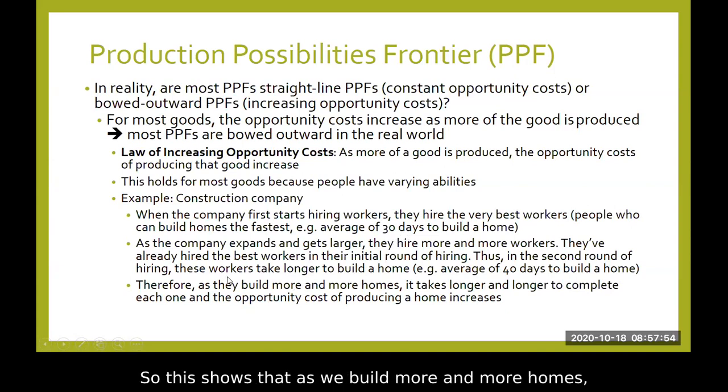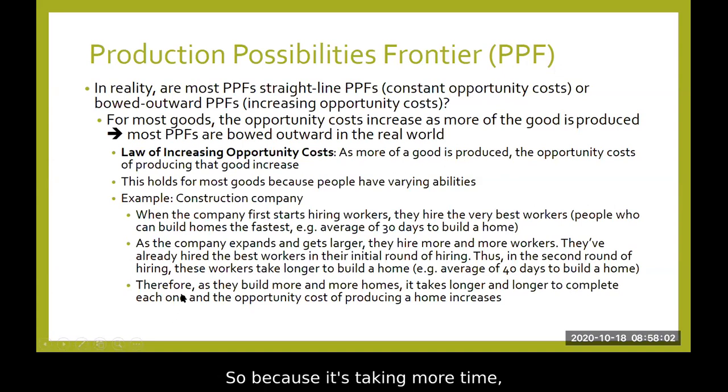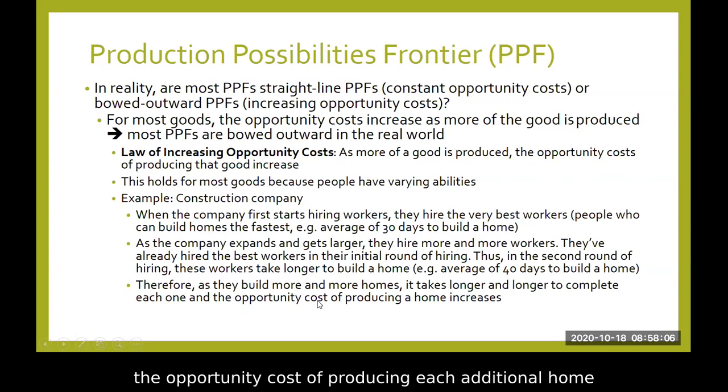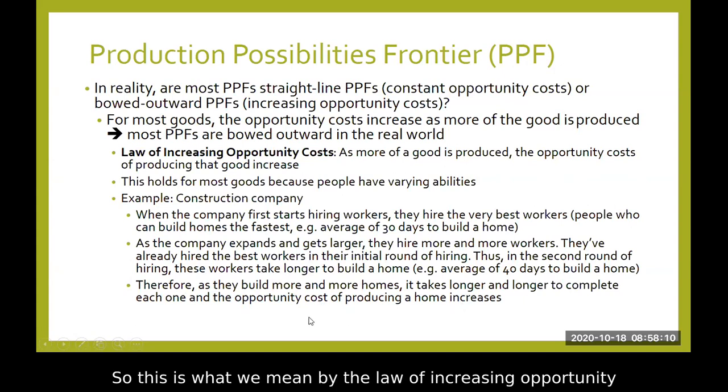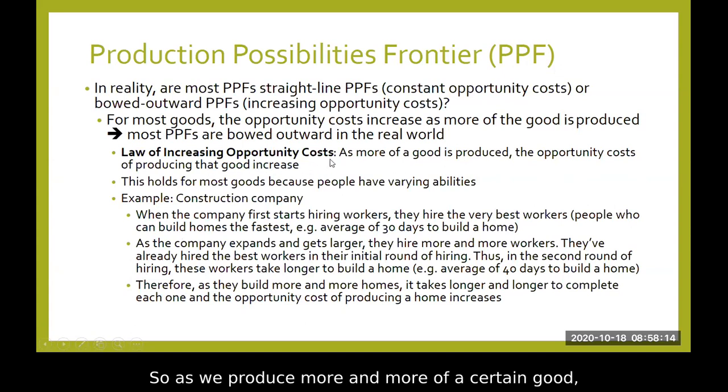So this shows that as we build more and more homes, it takes longer and longer to complete each additional one. So because it's taking more time, the opportunity cost of producing each additional home increases. So this is what we mean by the law of increasing opportunity costs. So as we produce more and more of a certain good, the opportunity costs of producing that good increase.